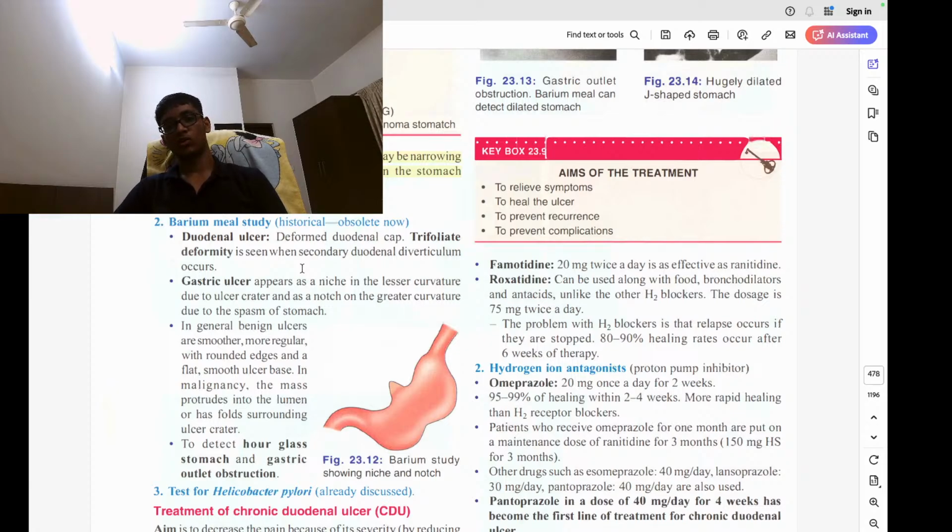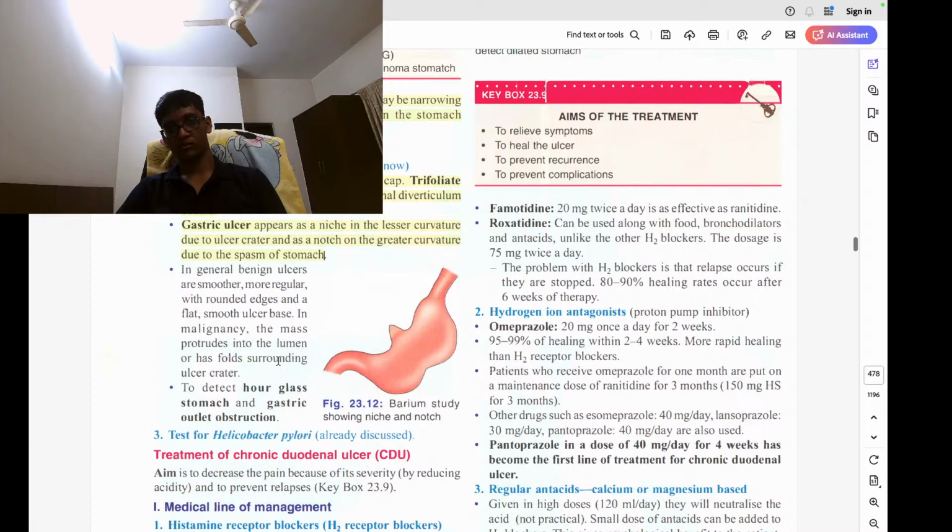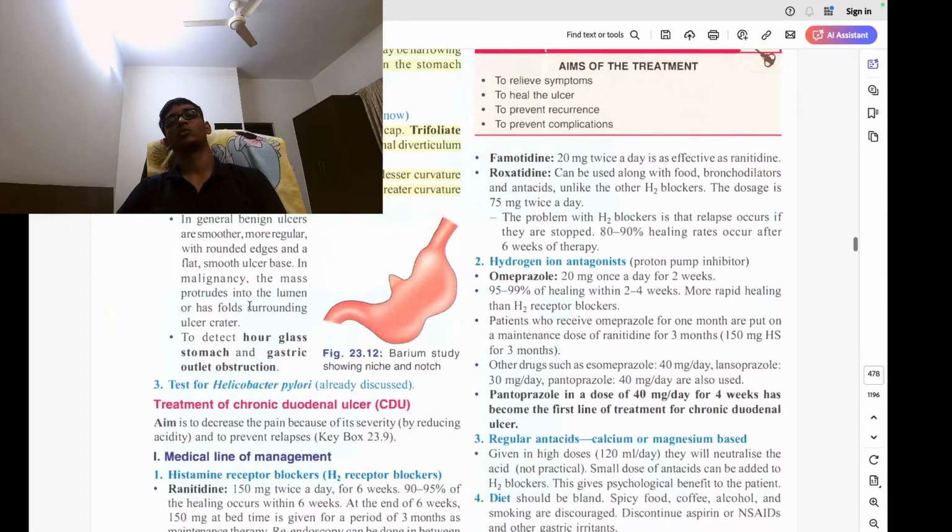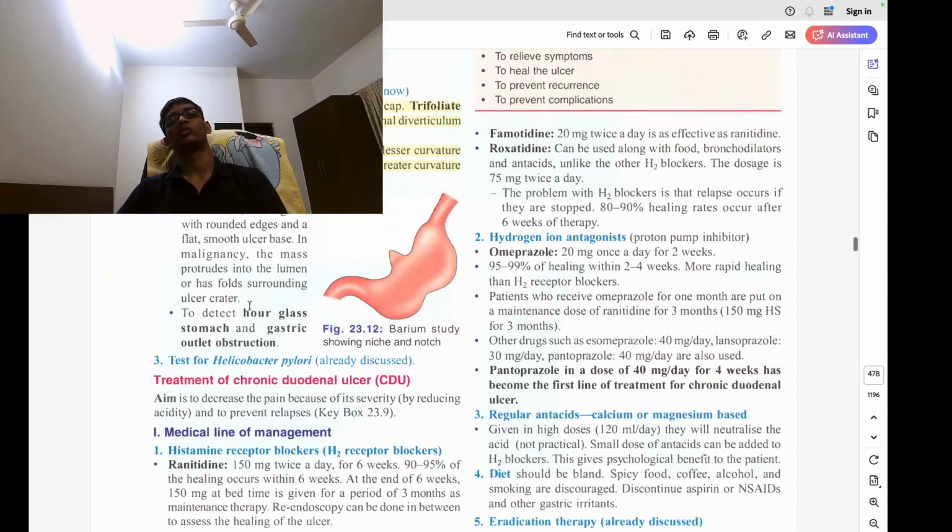Barium meal study, you have duodenal ulcer deformity due to duodenal cap. Trifoliate deformity is seen when a duodenal diverticulum occurs. In general, benign ulcers are smooth and more regular. However, in malignancy, instead of a flat smooth ulcer base, the mass protrudes into the lumen or has folds surrounding the ulcer crater.